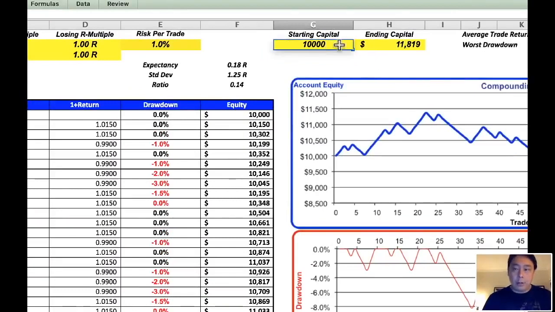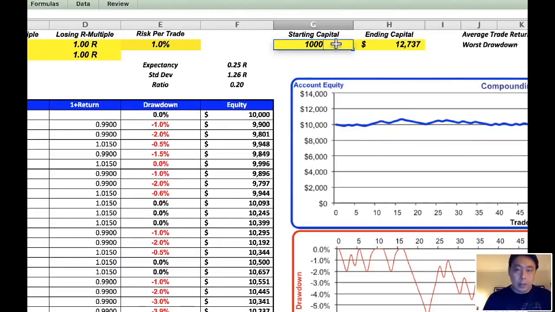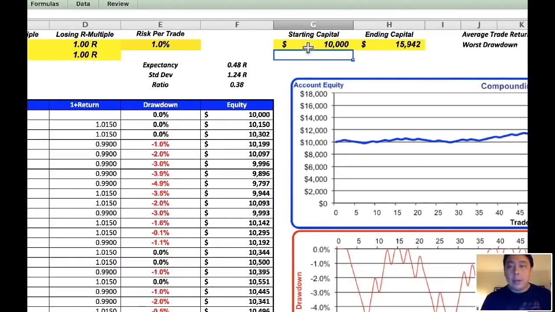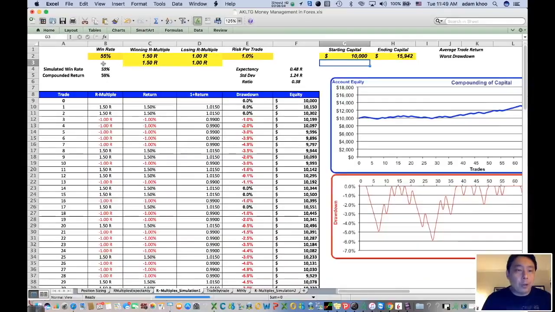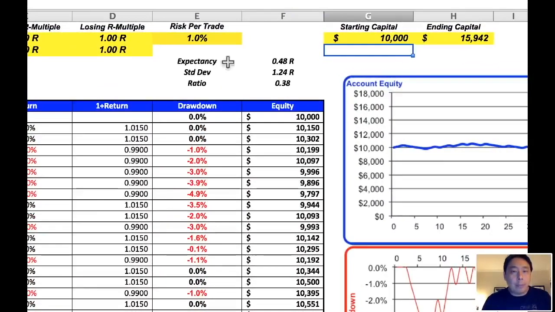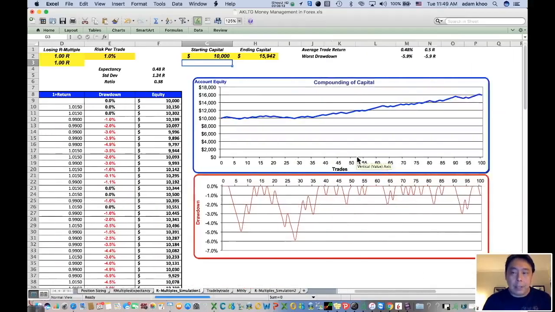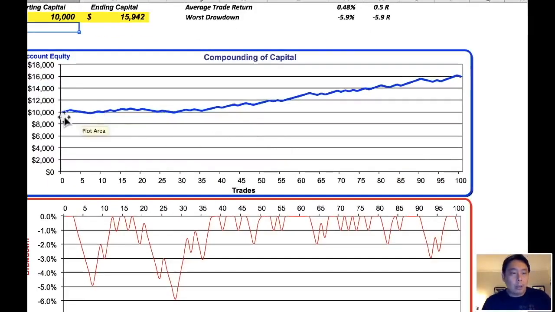Now, put another one. In this case, the win rate goes up to 59% for that 100 trades. Your compounded return is 59%. Money goes up 59% in 100 trades, which again is about 4 months. And you can see your expected profit per trade, 0.48 R, your standard deviation, and so on. You can see how your capital compounds from 10,000 to, in this case, $15,000.